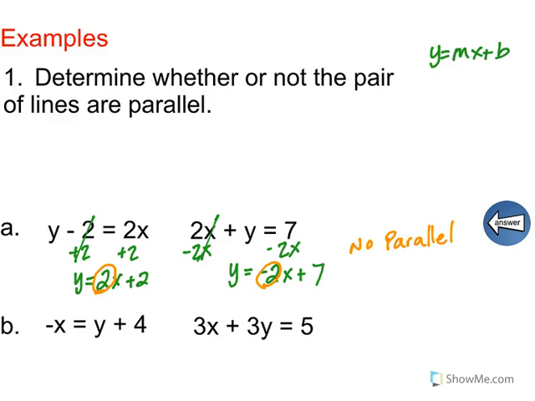If we look at the pair for B, again, we're going to change this into slope-intercept form. For this first one, again, we're getting y by itself. So I would just need to subtract the 4 from both sides. What we would have is negative x minus 4 is equal to y. And I can change it so that the y is on the left and have y equals negative x minus 4. That's not a problem.